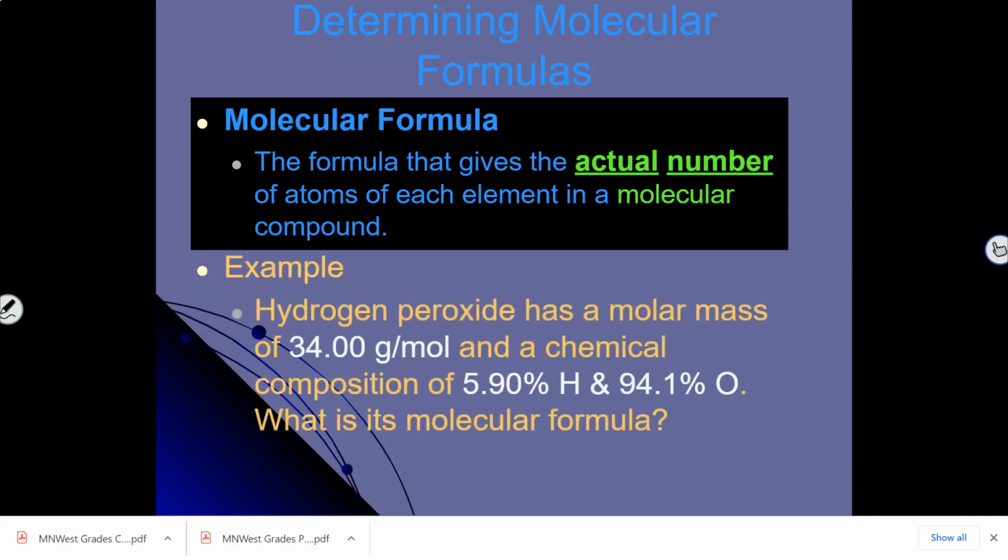One thing about these examples, they're going to give you more information. So here's hydrogen peroxide. They told you it has a molar mass of 34 grams per mole, and it has a chemical composition of 5.9% hydrogen and 94.1% oxygen. They want to know, what is the molecular formula? So we're going to work this problem out on the next slide.